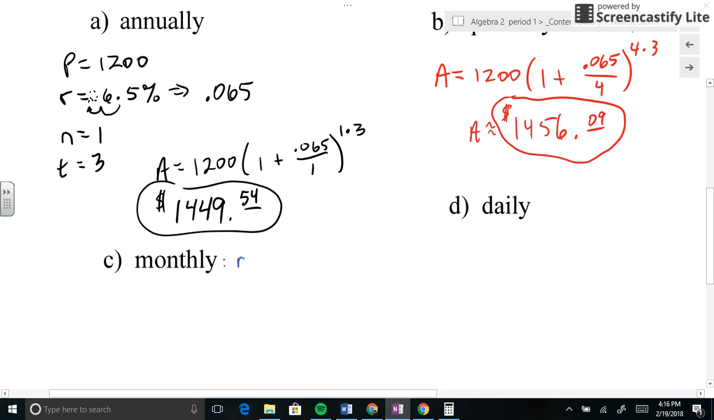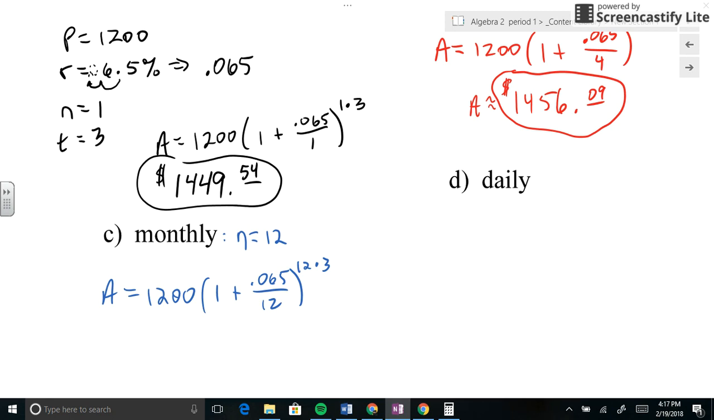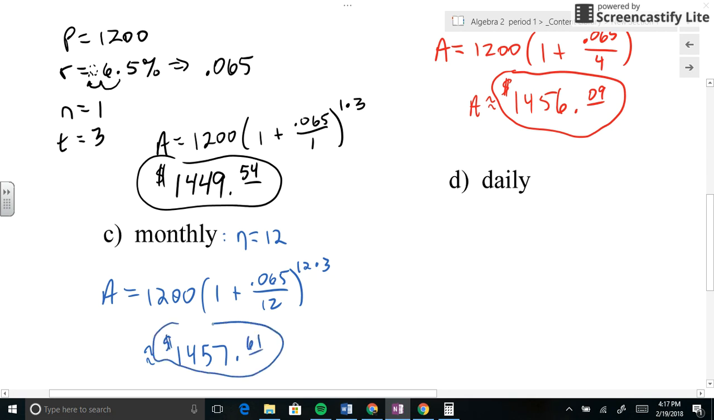Now N is 12 because there's 12 months in a year. So T is still 3. So we plug all those numbers into the formula. A equals 1,200 times 1 plus 0.065 divided by 12 raised to the 12 times 3. So once again, we type it in. And this time we get approximately $1,457.61. So now we got about $1.50 more than we did the last time.